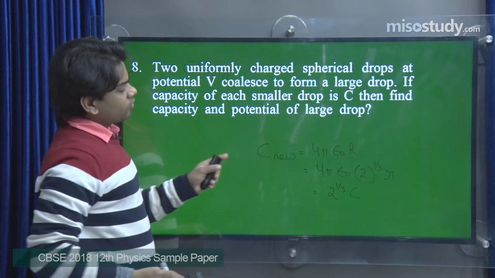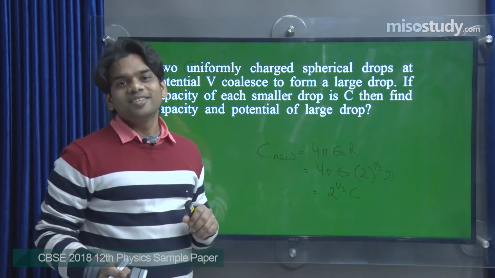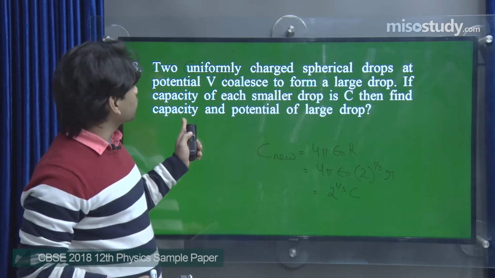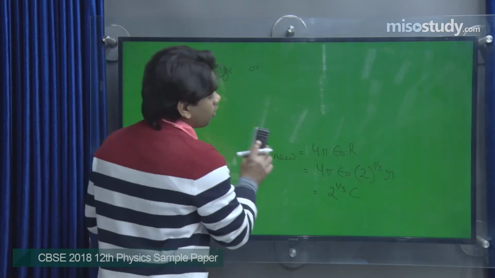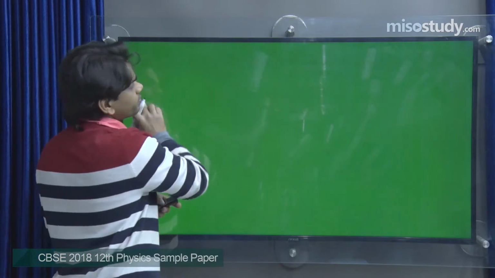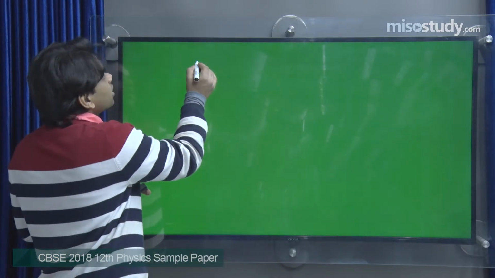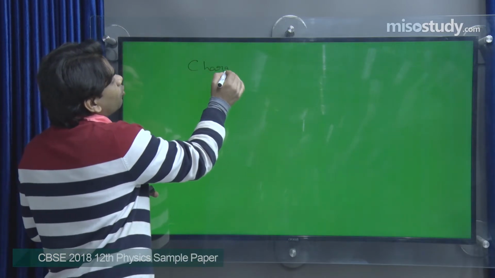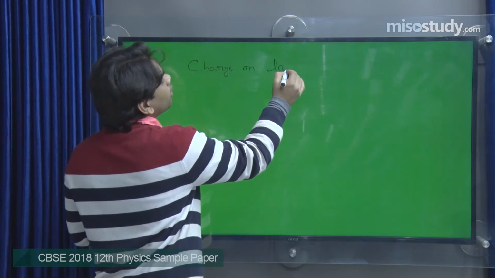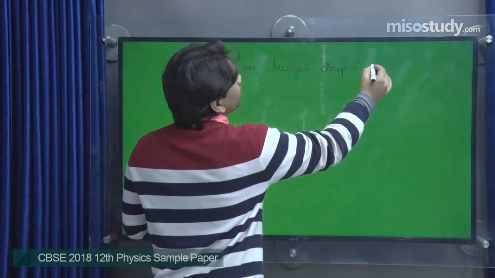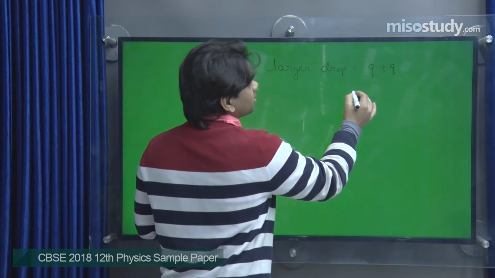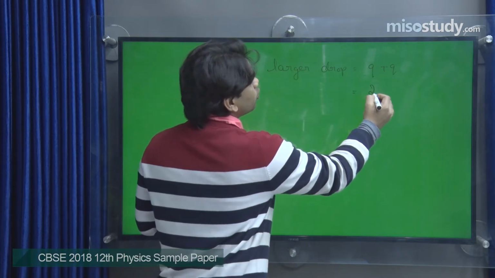So this is the capacitance of the larger drop, which I have written here: 2 to the power 1 by 3 C. Now we also have to find the potential of the large drop. So let's go and find the potential of the larger drop. Charge on the large drop will be how much? This will be nothing but Q plus Q, the charge of the original drops, that will be equal to 2Q.